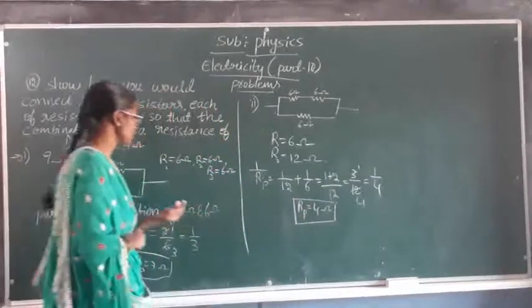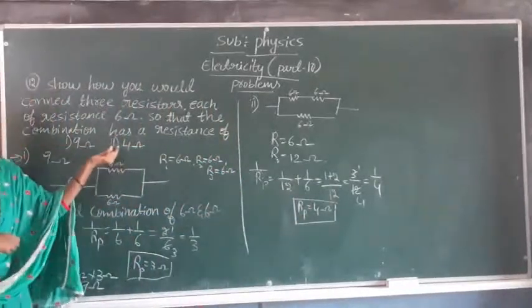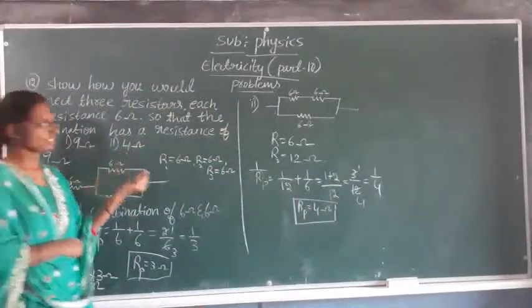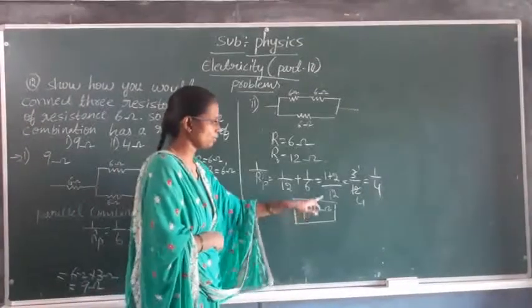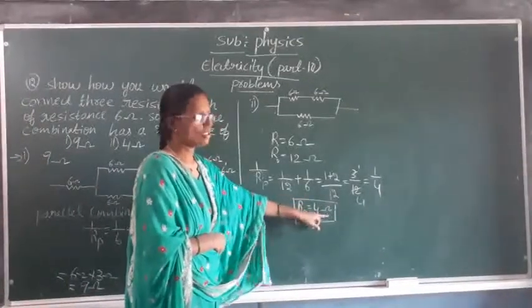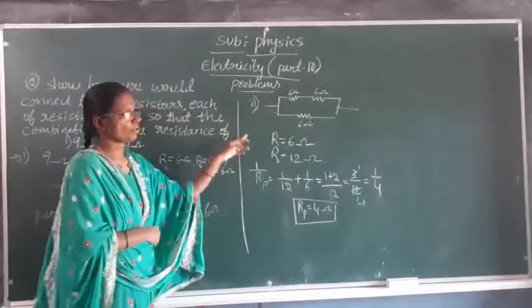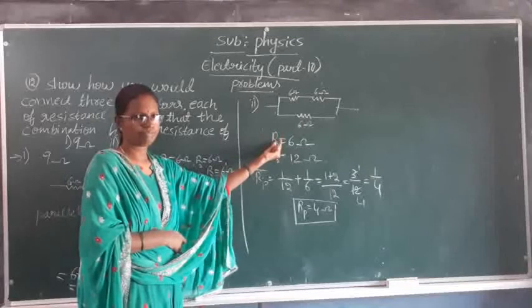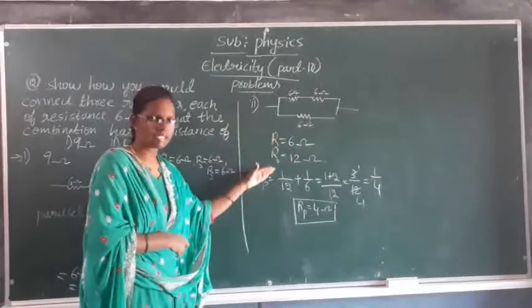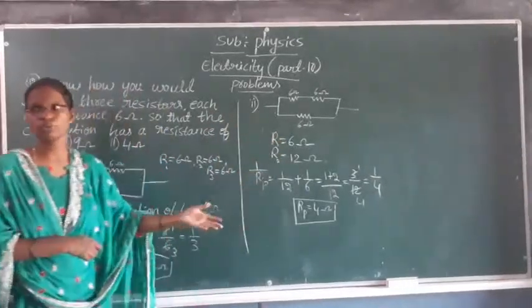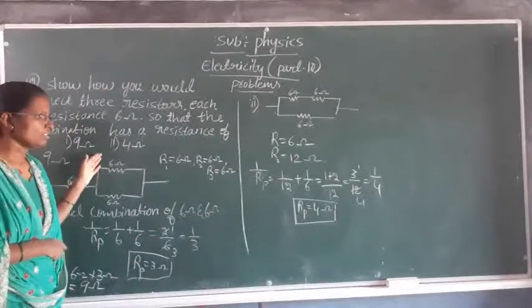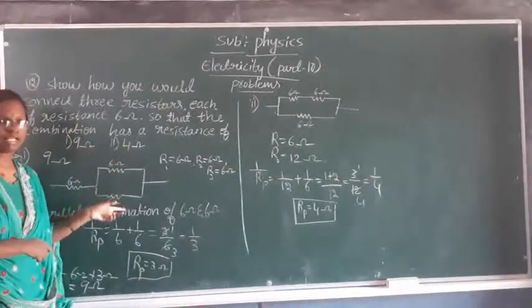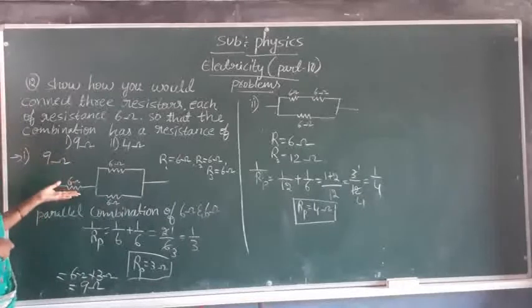So what is the resultant value? We had to prove that it is 4 ohm. So this is the answer: RP is equal to 4 ohm. We have to remember in this problem how you are connecting the resistors. If we connect in series, what is the resultant value? If we connect in parallel, what is the resultant value? So this is the answer.